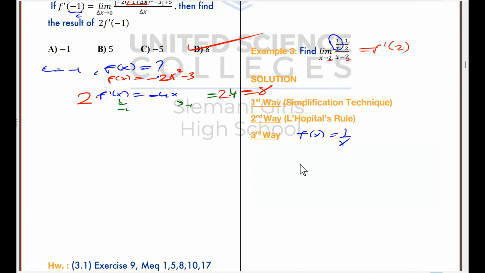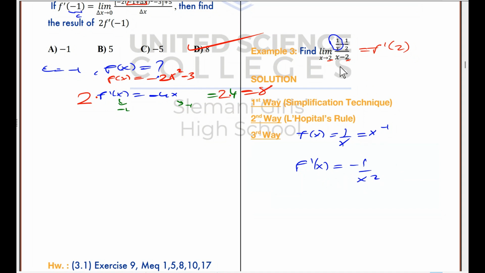If f of x is 1 over x, f prime of x is negative 1 over x squared. I can change this into x to the minus 1. I bring the minus 1 down in front, so it decreases the power by 1. So this is the last answer for f prime. So I got my derivative.